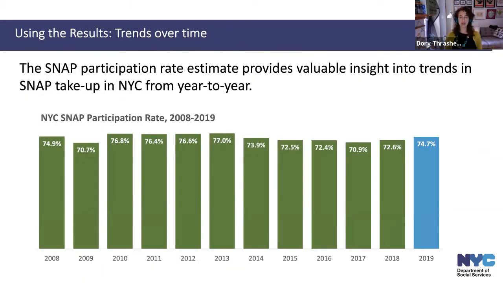Despite all these caveats, we do think that the SNAP participation rate estimate provides really valuable insight into trends year over year. Again, just like the number of SNAP recipients, the participation rate shows this post-recession bump where it was up to 77% in 2013, and then drops again and is up to 74.7 for 2019. We are very curious to find out what changed in 2020. So I'm really looking forward to running these analyses again when the 2020 data is available.